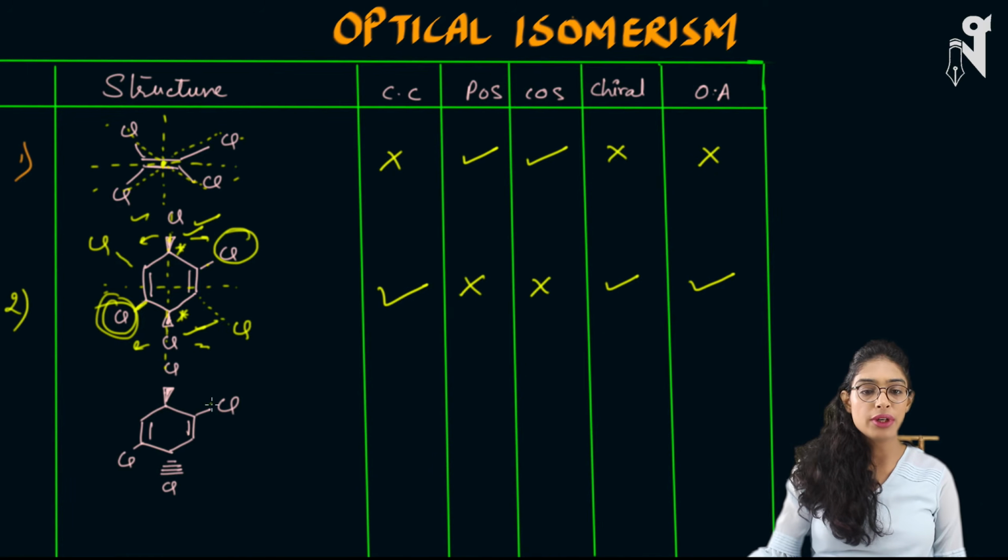In the next compound, do we have chiral centers? Yes, the molecule is the same. Do we have POS? No. Again, POS is not there. It's the same structure as the previous one. So no POS.